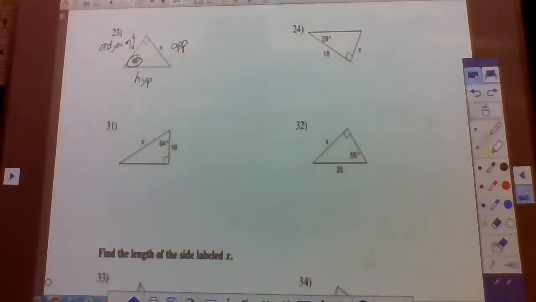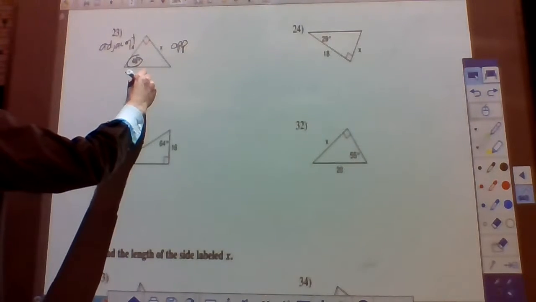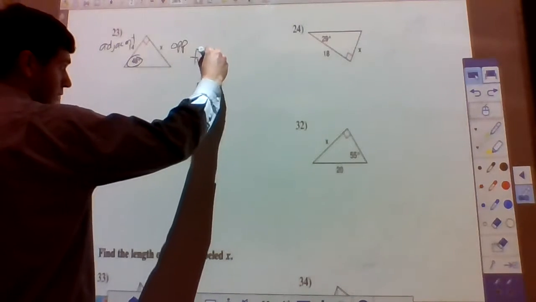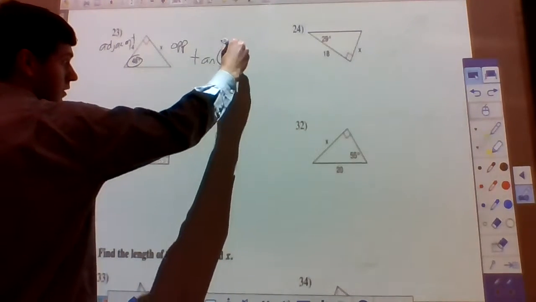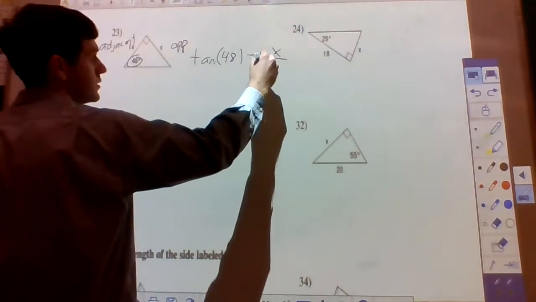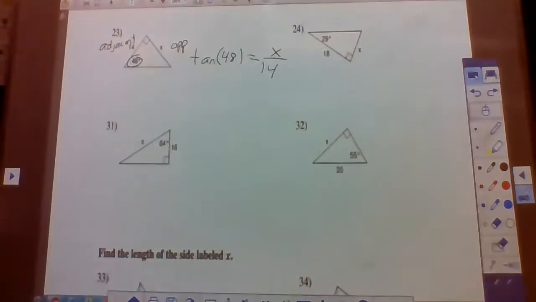So we have information on opposite and adjacent. The trig function that deals with opposite and adjacent is tangent. Tangent of theta is opposite over adjacent. So tangent of 48 is going to be opposite, which is x, over adjacent, which is 14. So we have 14. We've got to multiply both sides by 14 to solve for x.